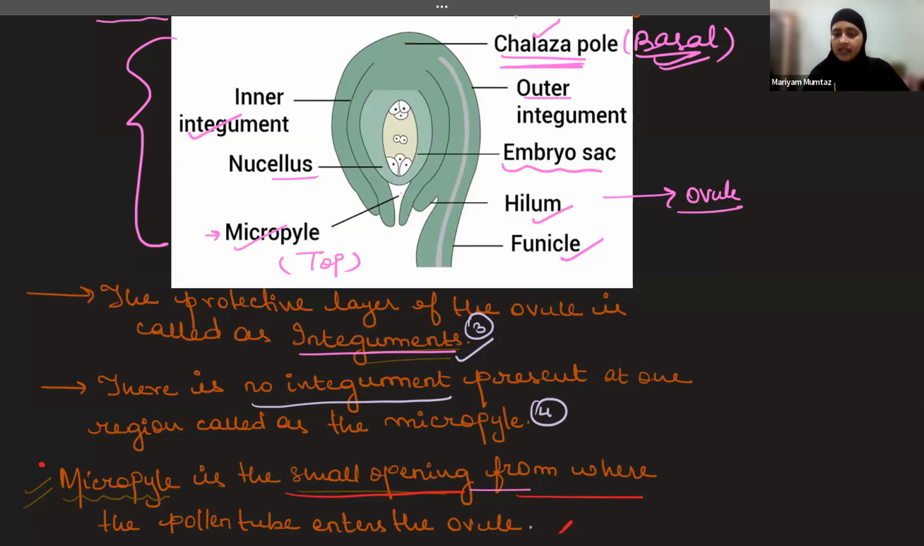Any doubts up until now? Can you explain nucellus and embryo sac again?